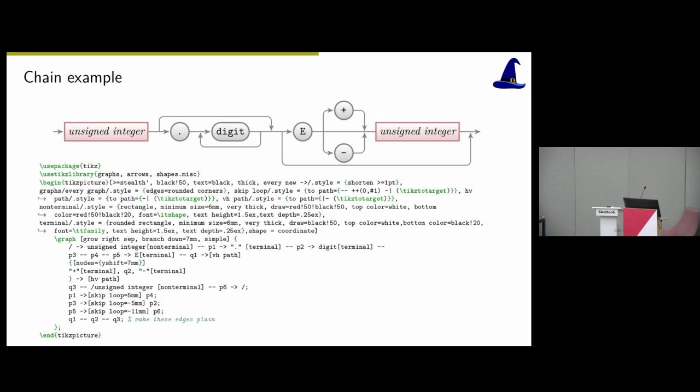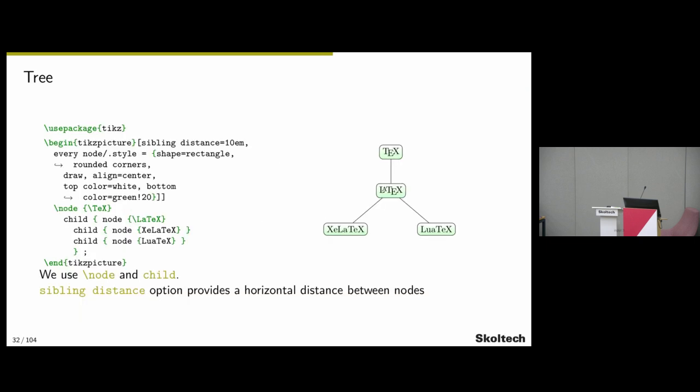Okay, this is a very complex example. You should just know that you can do some complicated stuff, complicated graphs, if you want. And the final part, I believe, is about trees. A tree is also a special structure in LaTeX. If you need to make such a picture, you can use special tree commands.